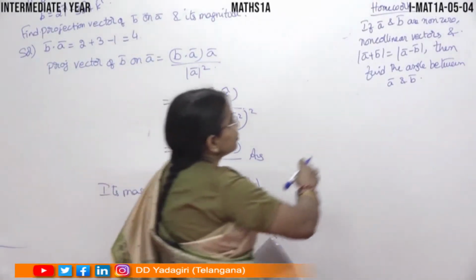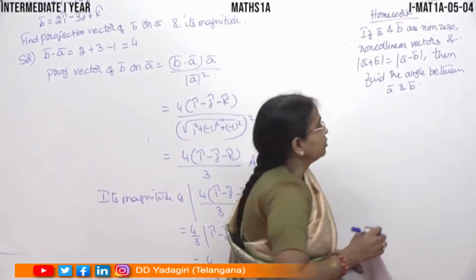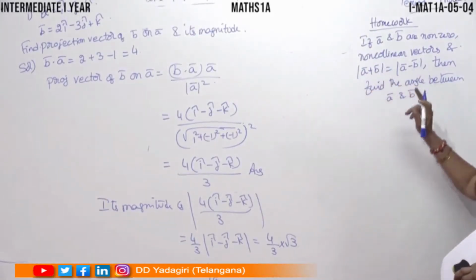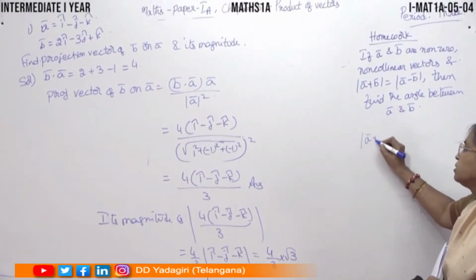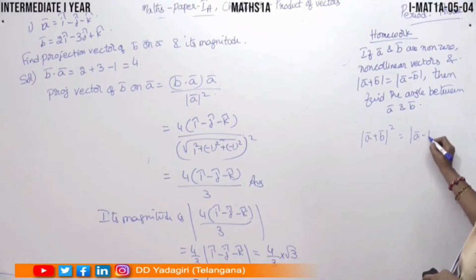Now take down this homework. A, B are non-collinear vectors. Find the angle between A and B. So what you do is, you are given this equation. So as I said, whenever you have modulus, you will square on both sides. So mod A plus B whole square is equal to mod A minus B whole square.